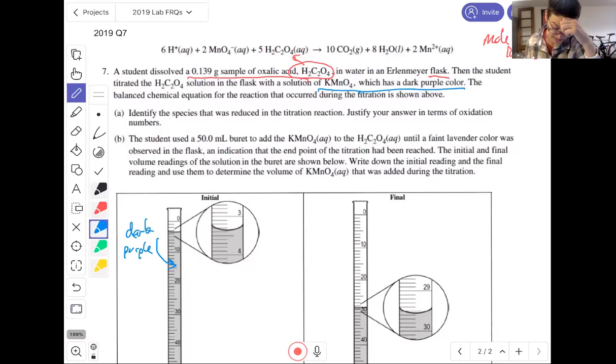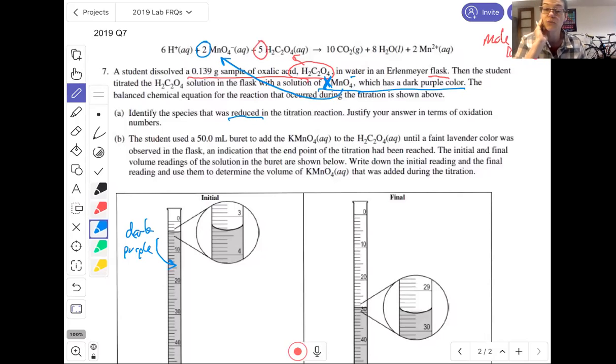The balanced chemical equation is given above. Now, my question again, where is the potassium in this equation? She's a spectator, so we do not have her. You can just cross her out. Now you see that the permanganate is this guy. So I can already see that my mole ratio is a 2 and a 5.